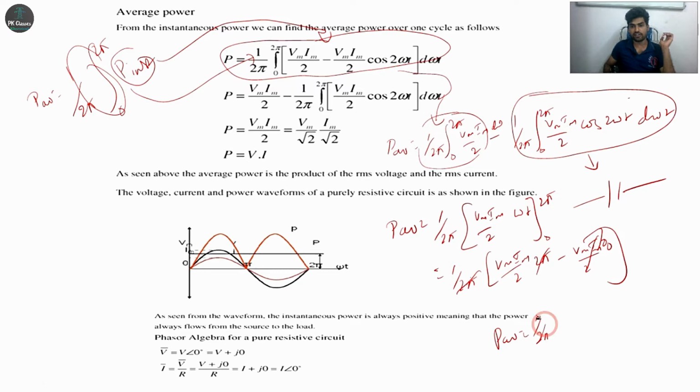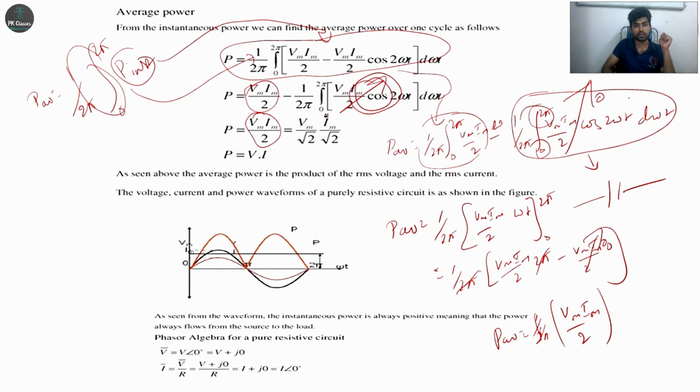We will get, okay, this part will not be there. P average is equal to Vm Im by 2, right? So this part becomes 0. Why? Because if you integrate cos 2 omega t, you will get sin 2 omega t. After that, apply the limit 2 pi and then 0, you will get 0 answer, right? Sin 2 pi and sin 0 is 0. That's why this part becomes 0. Only you will get this part, okay? This part will be there.